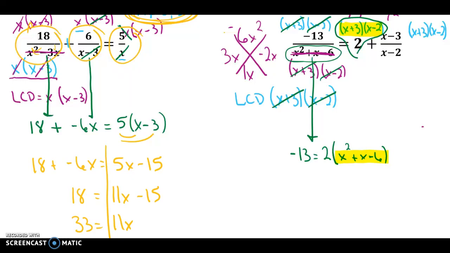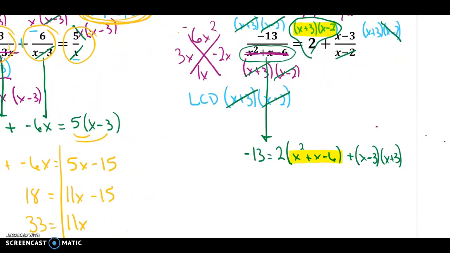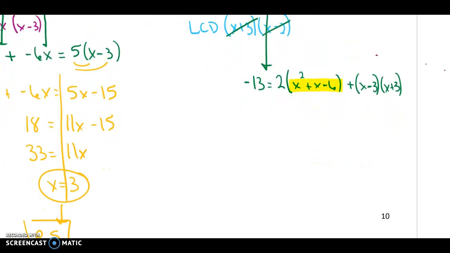All right, going to the third fraction. This x minus 2 will take out this x minus 2, so when I'm ready, I'll have x minus 3 and x plus 3. Okay, so what I'm going to do is just clean this up. So the -13 will stay -13. I'm going to distribute this 2 through, so I get 2x squared plus 2x minus 12.